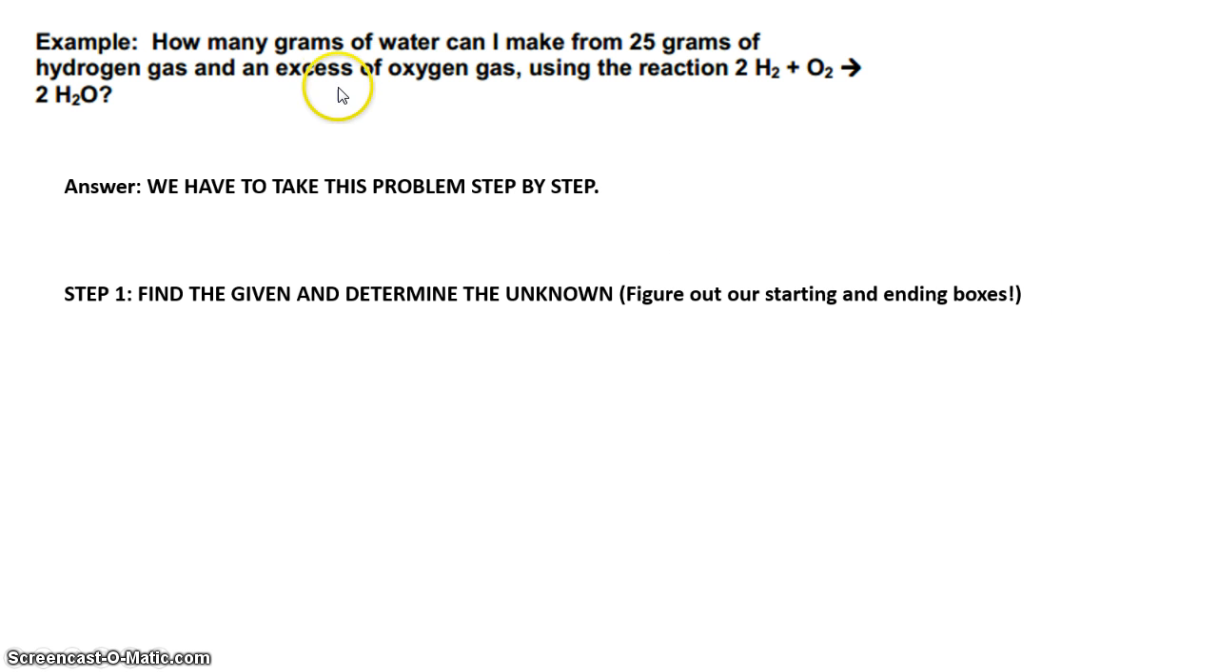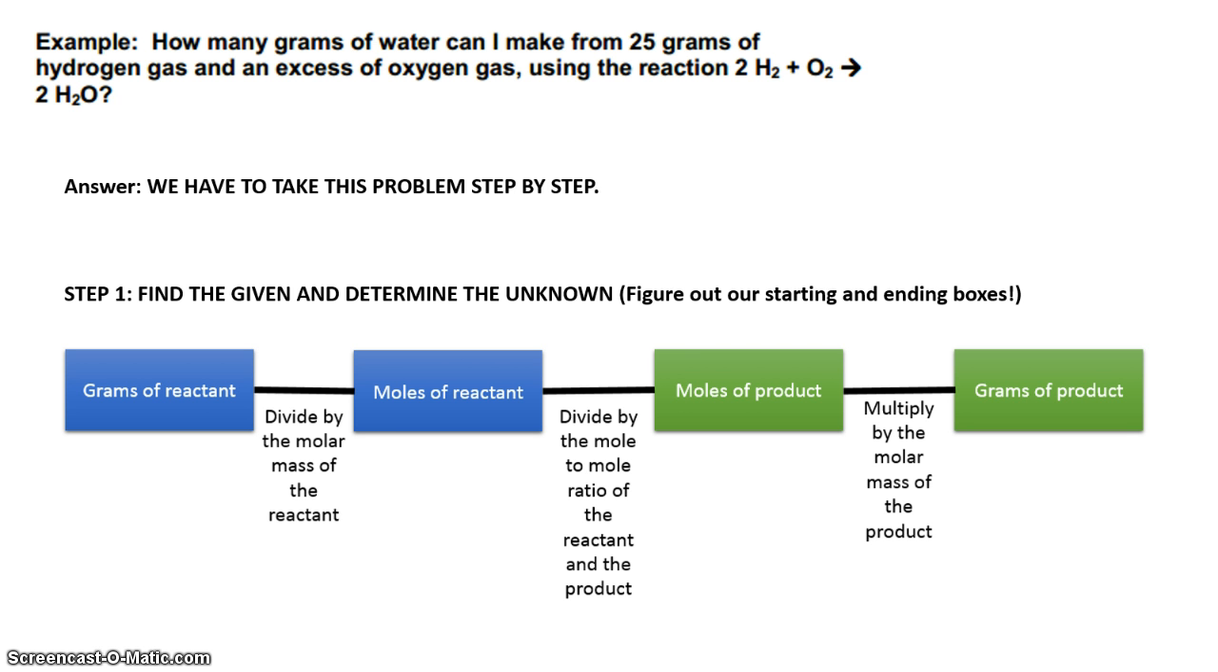The scary thing about this question is an excess of oxygen gas. That just means you have an infinite amount of oxygen gas to use. How much water can I make from 25 grams of hydrogen gas and an unlimited supply of oxygen gas? So how many grams of water molecules can I make? So we have to take this problem step by step. And the first step is to use our diagram to indicate the given, so what number do I already know, and determine the unknown. What number do I want to know?